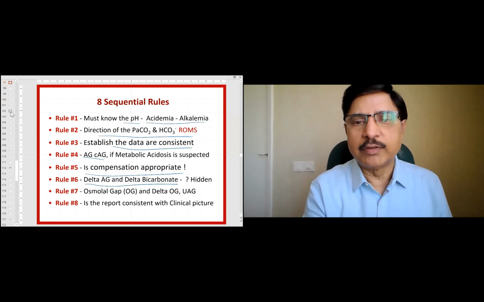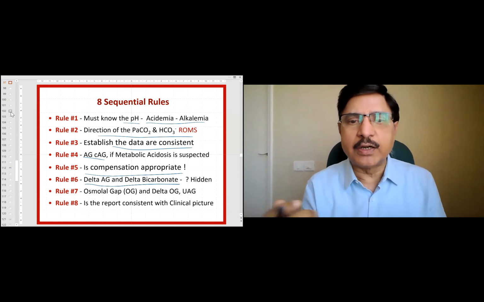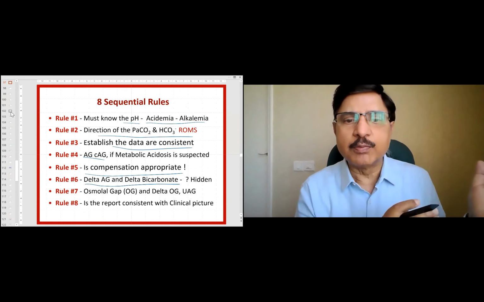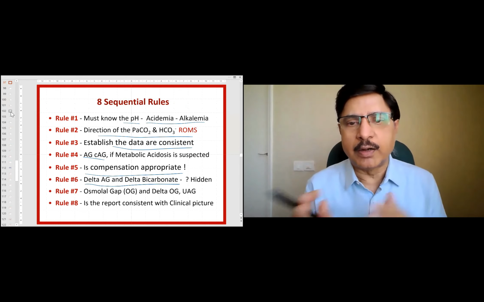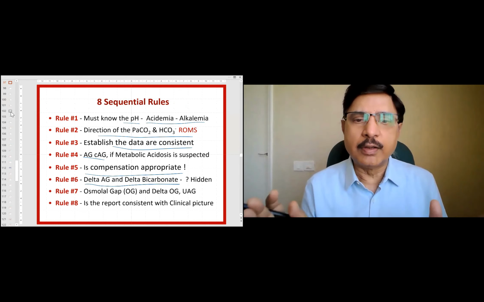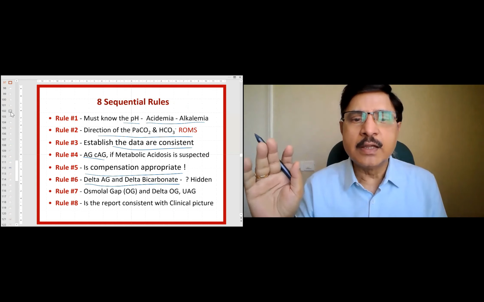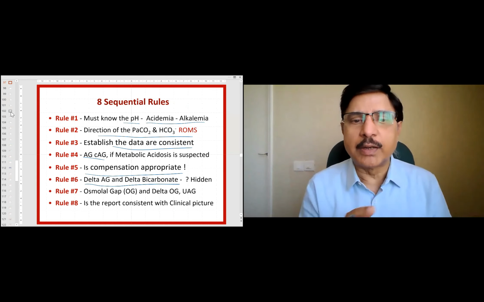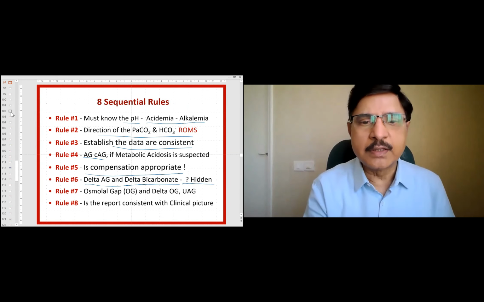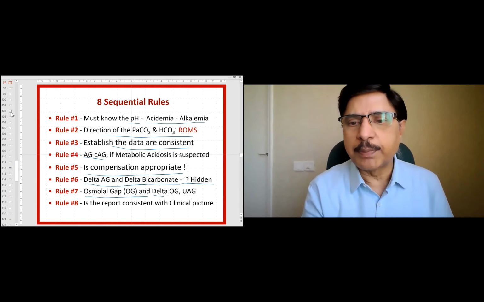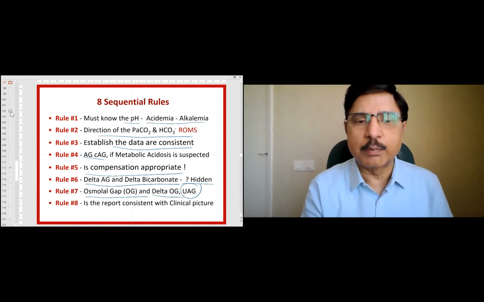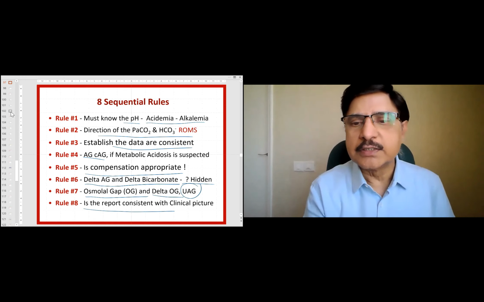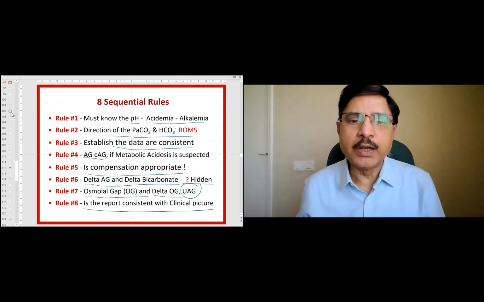We are looking at whether bicarbonate and anion gap are divergent or on the same side. If one is more, the other is less. Is AG more or delta bicarbonate more, or delta bicarbonate less and AG more, or both the same, like that for any hidden disorders. Then we also looked at the osmolar gap and delta osmolar gap and urine anion gap. We looked at, of course, the consistency part from the clinical history.